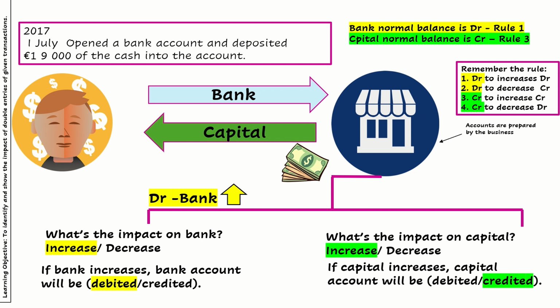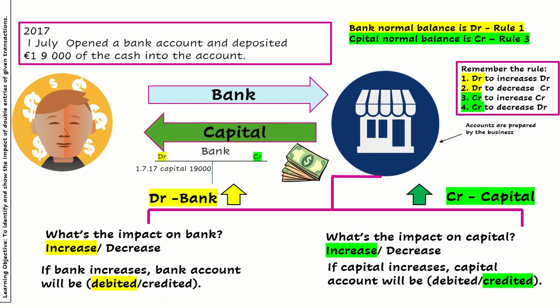Therefore, we apply rule number 1. Bank has a debit balance, to increase it you debit. Apply rule number 3. Capital has a credit balance, to increase it you credit it. Now let's see how to post this entry to a ledger. Open a bank account, write the date, followed by opposite account's name, capital, and the amount 19,000. Open a capital account on the credit side, write the date 1/7/17, opposite account's name, bank, and 19,000.